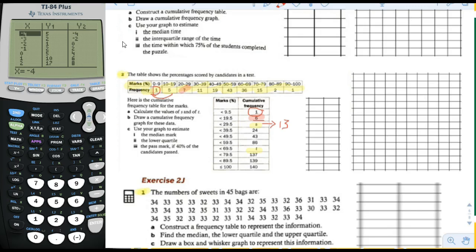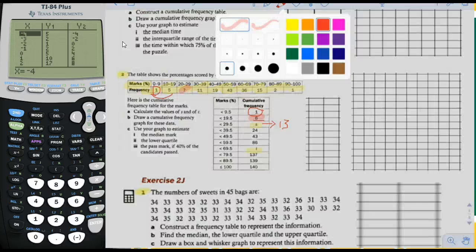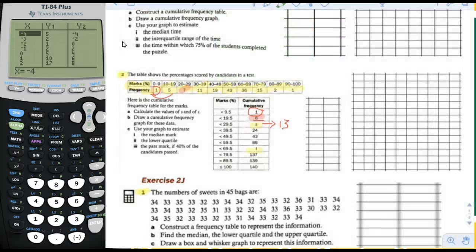So S is 13. And then you go along and you get all the other numbers. Now how do we get T? Well, you add up 86 with 36, right? So 86 plus 36 is going to be 122. You can do that with your calculator. So T is going to be 122. So we found S and T just by completing the cumulative frequency table, just like we did before. Now draw a cumulative frequency graph for these data.